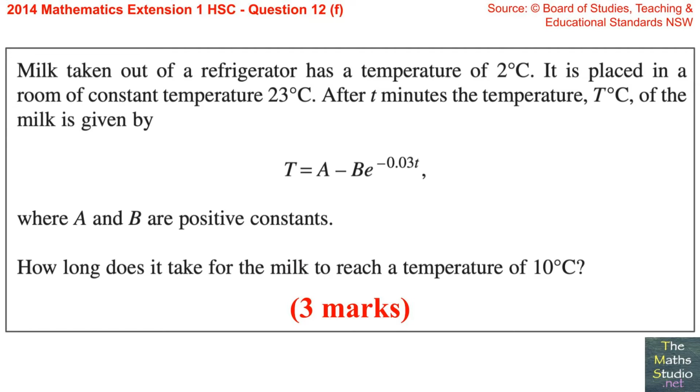Question 12, Part F. Milk taken out of a refrigerator has a temperature of 2 degrees Celsius. It is placed in a room of constant temperature, 23 degrees Celsius. After t minutes, the temperature, capital T degrees Celsius, of the milk is given by capital T equals A minus B times e to the power of negative 0.03t, where A and B are positive constants. How long does it take for the milk to reach a temperature of 10 degrees Celsius?